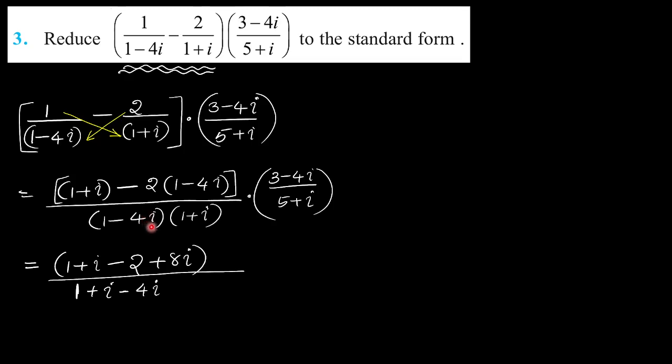Minus 4i into i is minus 4i square. Just opened, into 3 minus 4i. Let me write it like this: 3 minus 4i divided by 5 plus i.